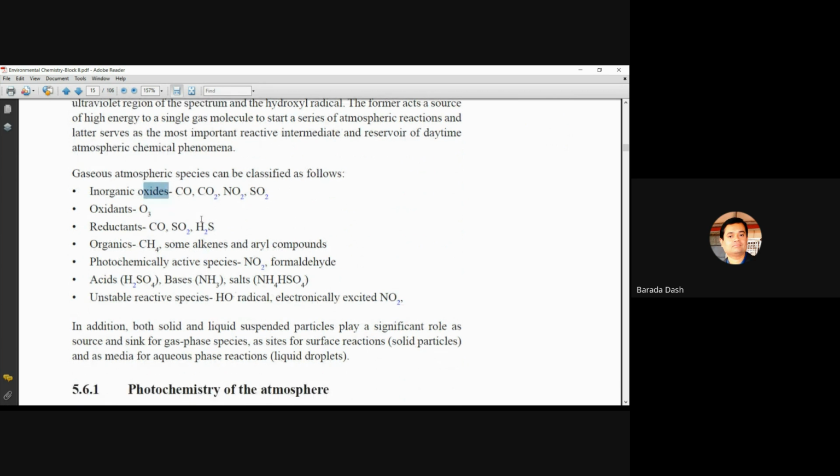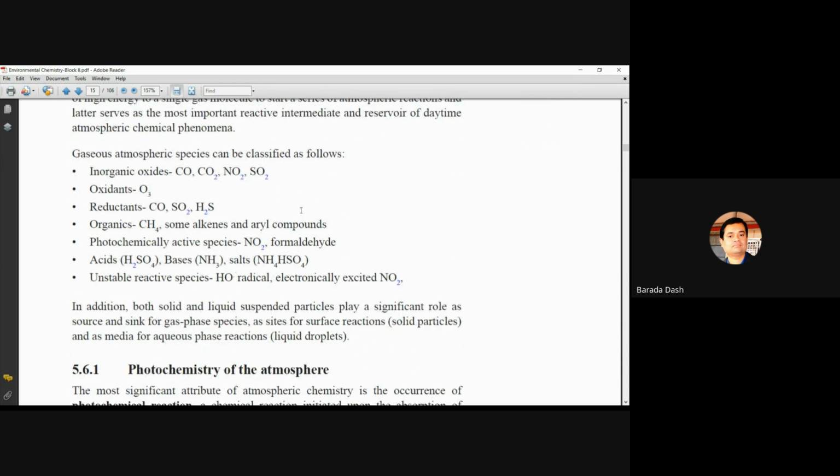Inorganic oxides: what gases are present and how can we classify them? Inorganic oxides like carbon monoxide, carbon dioxide, nitrogen dioxide, sulfur dioxide. Oxidants like ozone; reductants like carbon monoxide, sulfur dioxide, hydrogen sulfide; organics like methane, some alkenes and aryl compounds; photochemically active species like nitrogen dioxide, formaldehyde; acids like sulfuric acid; bases like ammonia; and salts are also there. Unstable reactive species like the hydroxyl radical and environmentally excited nitrogen dioxide are also there.